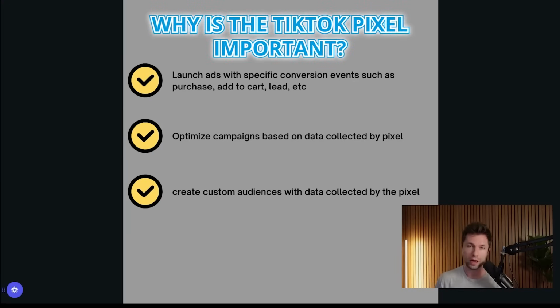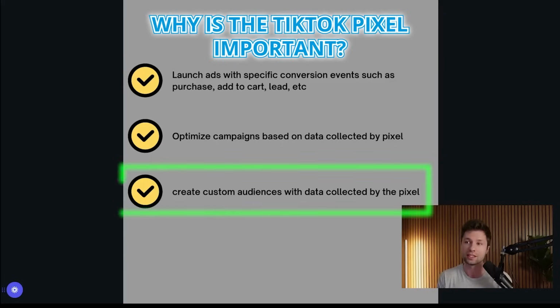Now, before we jump in on how to set up the pixel on Shopify, I do want to briefly explain why it's important. There are three big reasons. The first is that the pixel allows you to launch ads with specific conversion events, such as purchase, add to cart, or lead if you were trying to capture those as well. So you can actually optimize towards those specific events instead of just a click. The next is you can optimize your campaigns based on the data collected by the pixel. So you can understand which ads are actually bringing in sales, and you can calculate how much money those ads are generating for you. Without the pixel, you only know how many times an ad is getting clicked, not how many times an ad is getting a sale.